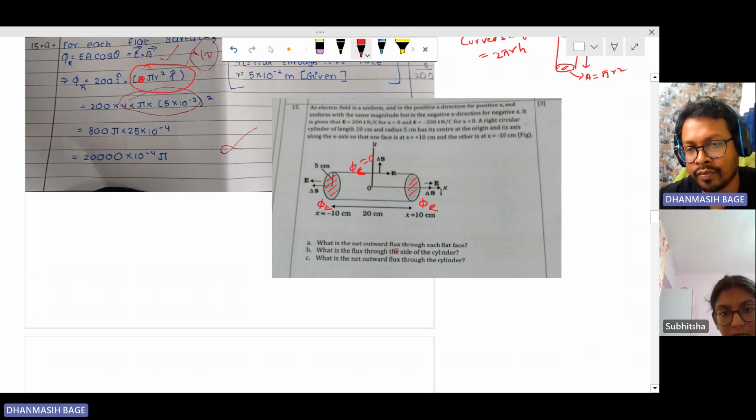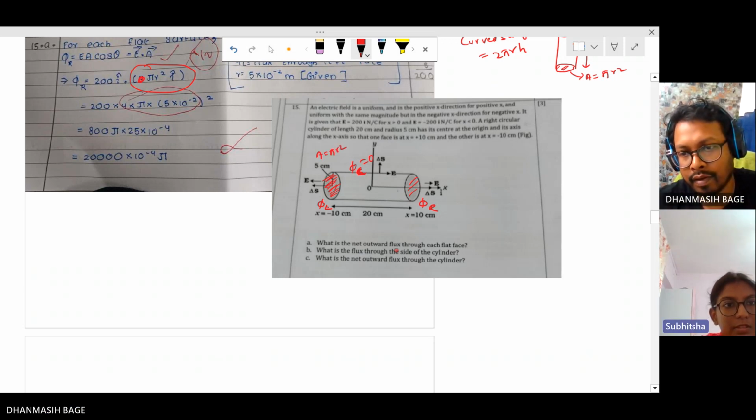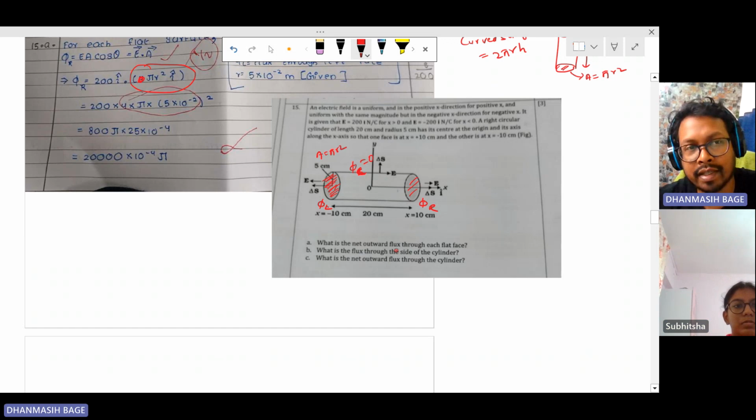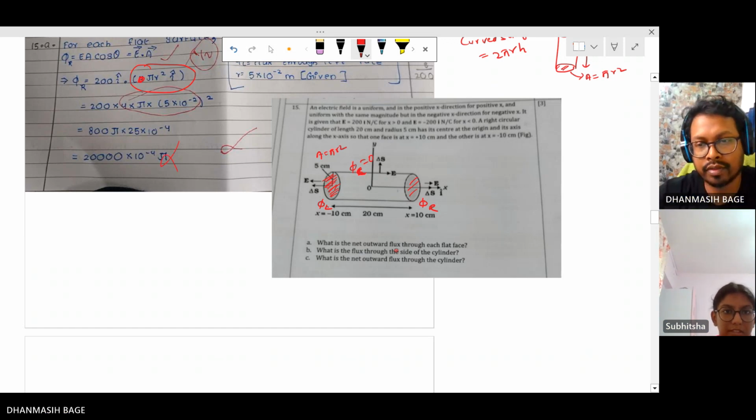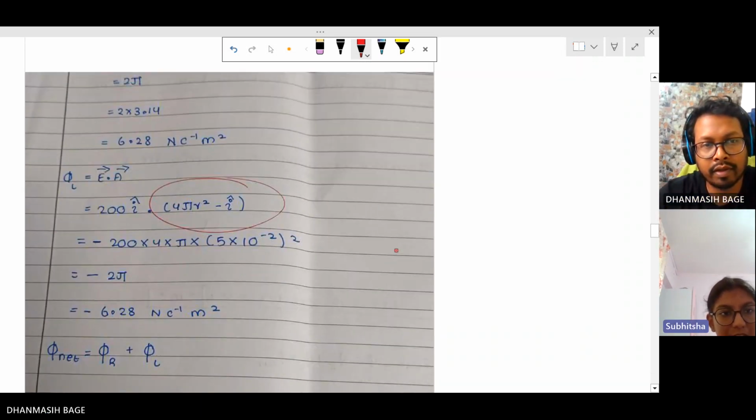You did not have to take this 4 pi r because you're talking about phi L. This is the area, right? What is the area of this thing? Pi r square. This is a circle. Simple. Area is equal to pi r square. So that was the mistake. That is why you got it wrong. You would have got double the answer.